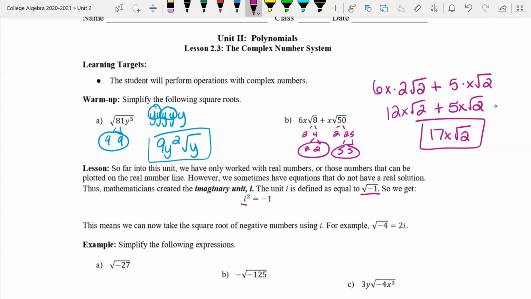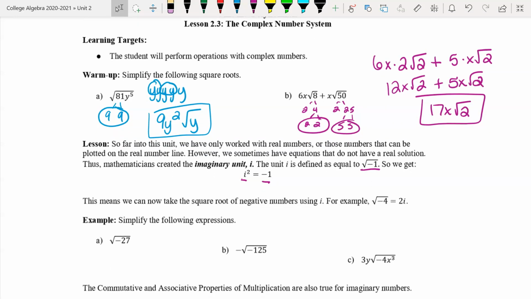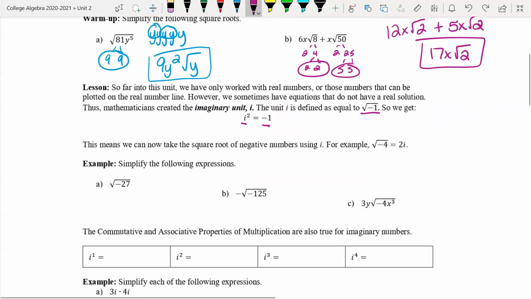So i squared is equal to -1. We'll talk about that a little bit more in depth too. This means we can take the square root of negative numbers now. So for example, before we used to say this was no answer, but now it's going to be 2i because we have the imaginary number system now. So simplify the following expressions.